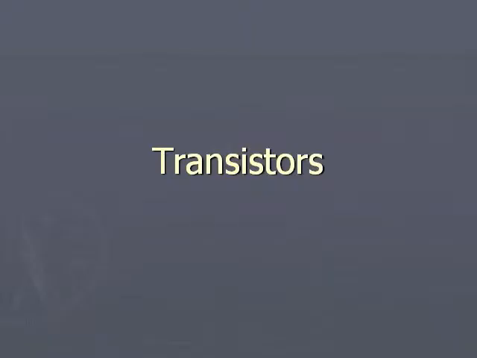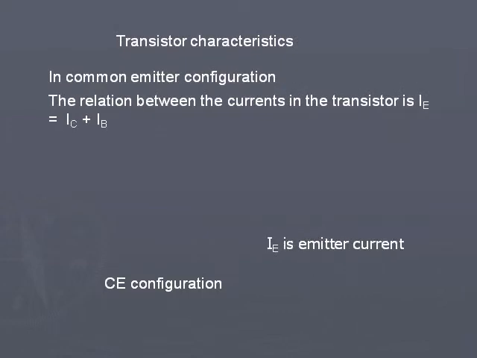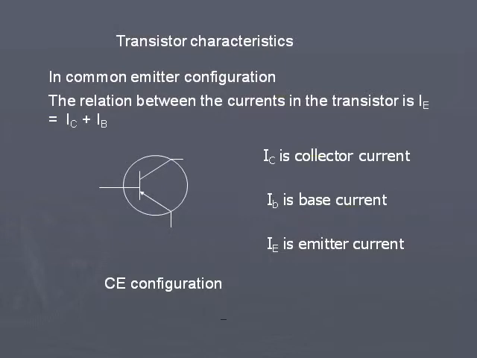Transistor characteristics. To study the transistor characteristics, here I am choosing common emitter configuration. The relation between currents in a transistor is IE equals IC plus IB. IE indicates emitter current, IC indicates collector current, IB indicates base current. To measure the currents IE, IB, IC, let us insert ammeters to measure these currents.